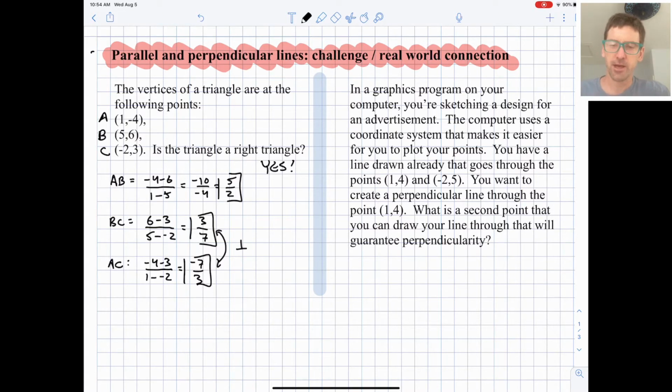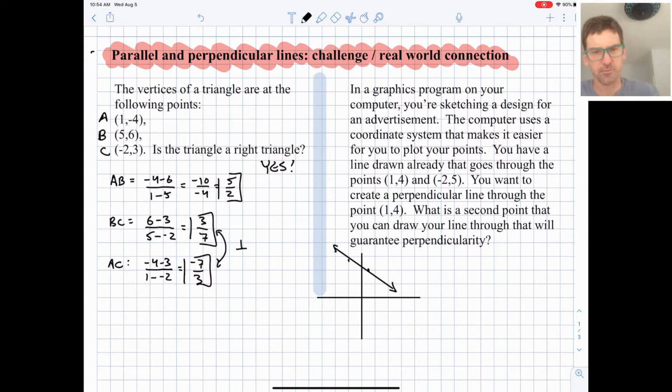Okay, next one. In a graphics program on your computer, you're sketching a design for an advertisement. The computer uses a coordinate system that makes it easier for you to plot your points. You have a line drawn already that goes through the points (1, 4) and (negative 2, 5). I'm going to draw a rough sketch here, not necessarily perfectly to scale. So it looks like we have a line that's going something roughly like that.